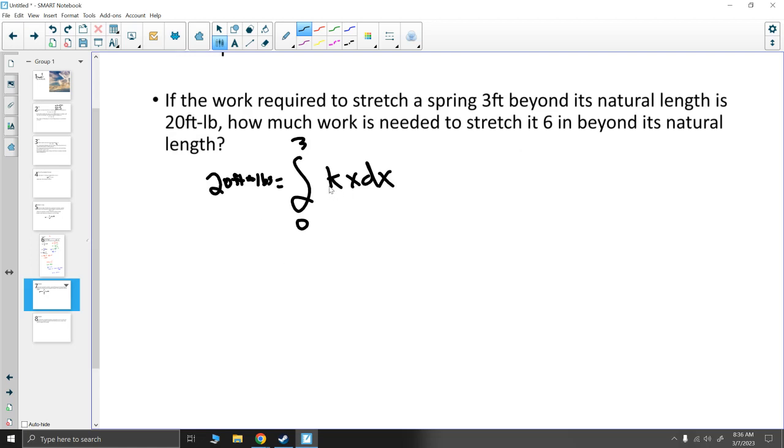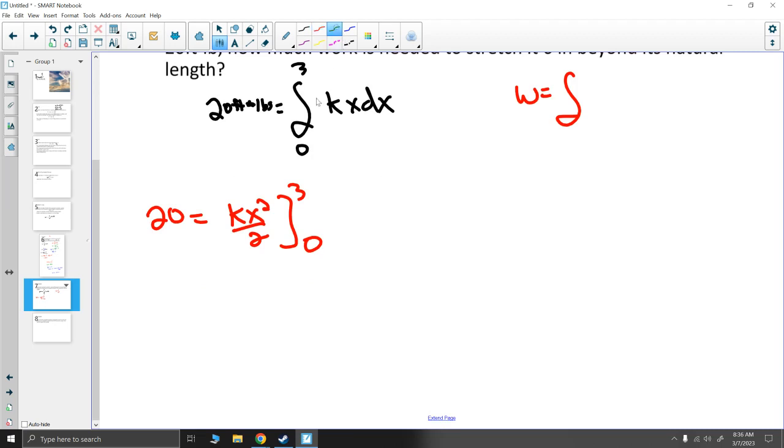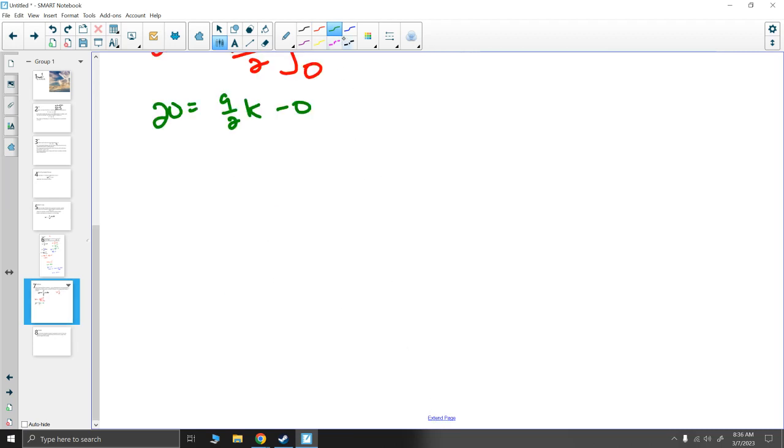So we need to solve for k first, so that we can find the work when it is stretched 6 inches beyond its natural length. We'll deal with that in a little bit. So 20 is equal to kx squared over 2 from 0 to 3. We plug this 3 in, so 20 is equal to 9 halves k, minus 0. So 2/9 times 20 is equal to k. So our k here would be 40 over 9. This is our spring constant.